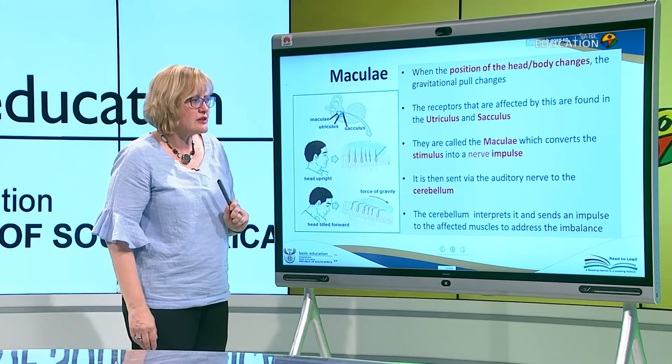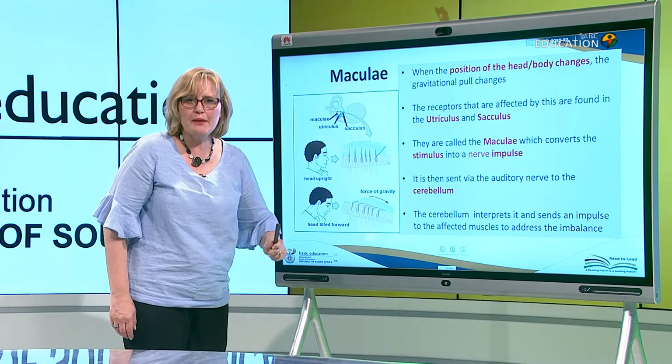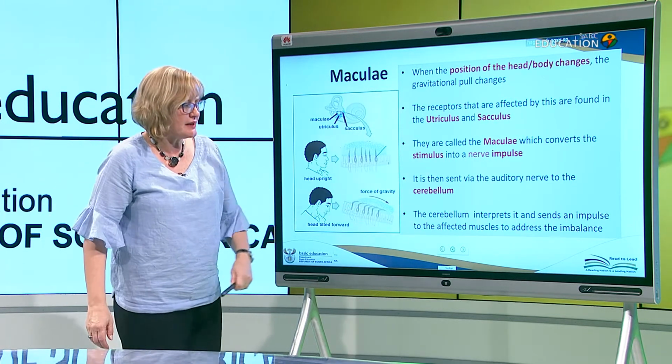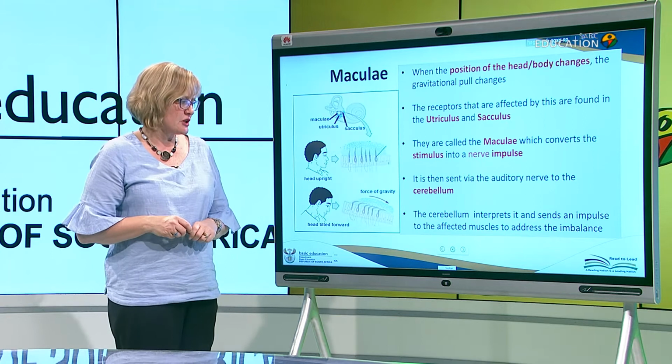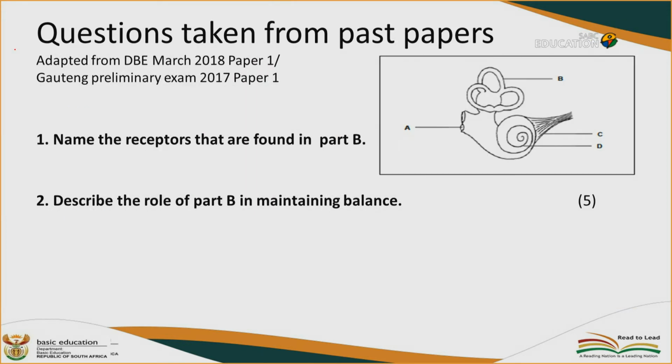It is sent via the auditory nerve, that's also a mark, to the cerebellum, because cerebellum sounds like balance. The cerebellum interprets it and sends an impulse to the affected muscle so that you don't fall over on your face. Okay? And that's how the macula works. So if you know that and you answer it like that, you get your 5 marks. Okay, it's so easy. Let's look at past papers to see how they asked it.